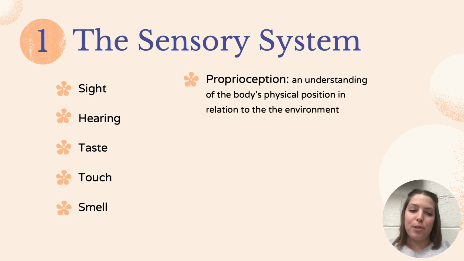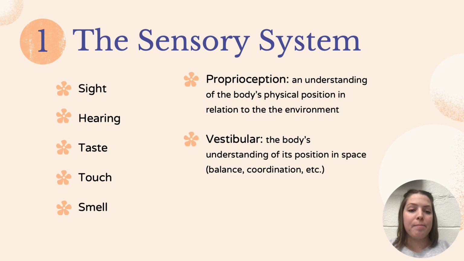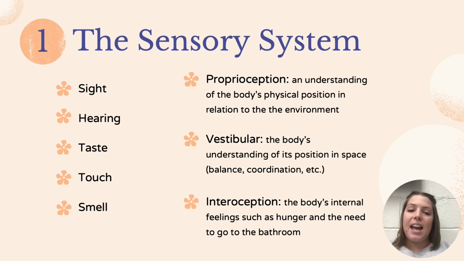We have proprioception, which is an understanding of the body's physical position in relation to the environment. Vestibular, which is the body's understanding of its position in space, and interoception, which is the body's internal feelings such as hunger and the need to go to the bathroom. Today, we'll primarily be focusing on proprioception and vestibular because those are the senses that are affected by movement.